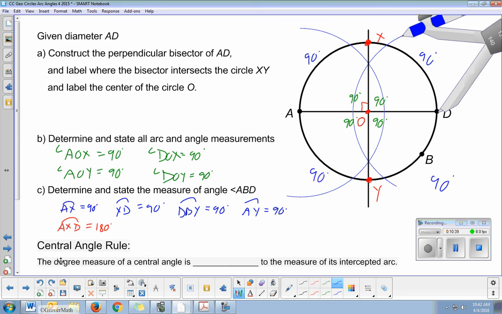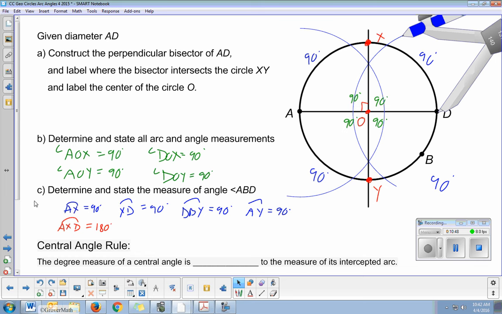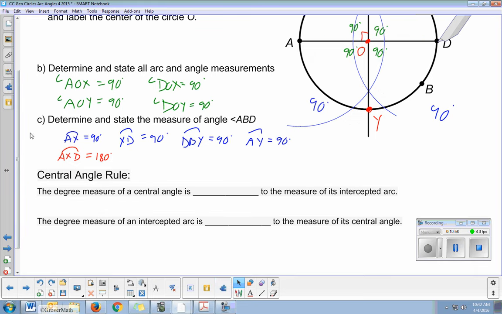So then we get what's called the central angle rule. I'm sorry, I messed up. This information should also be up here. I never answered choice C. I was still answering part B here. But let me answer this real quick, and I'll go back to part C.